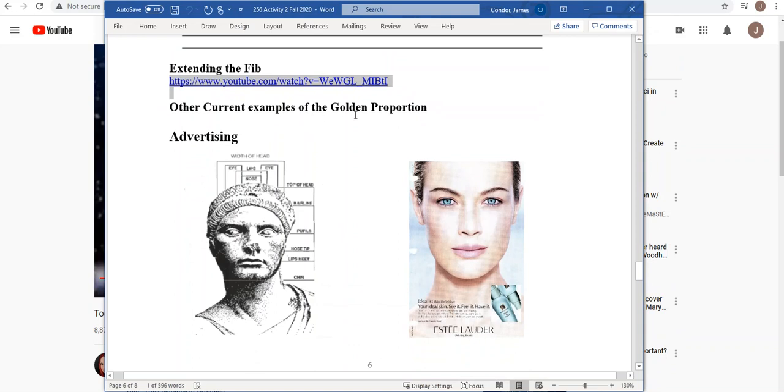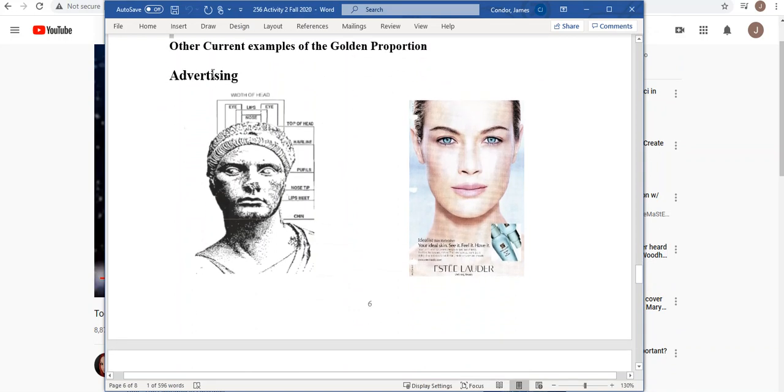All right, other current examples of the golden proportion: advertising, and years ago, the Greek statues were supposed to be the perfect body, face, head, everything. There's a handout on Canvas that you can look at if you're interested in it. These were the proportions, and how you figured that out is in the handout. So if you wanted to create the perfect face, basically, this is what this is showing here.